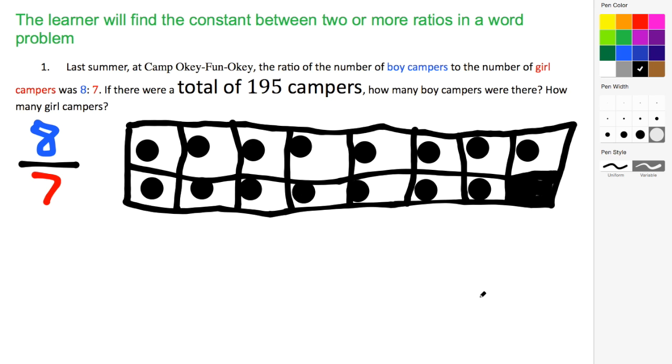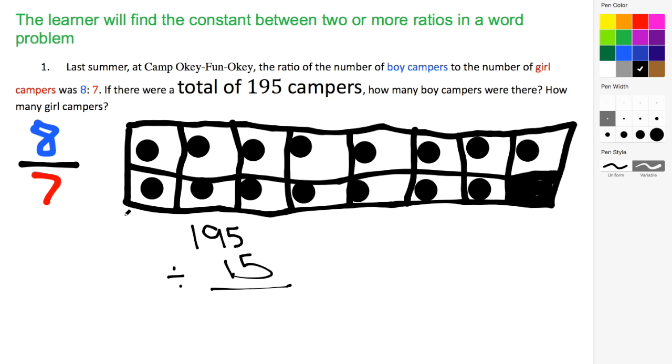If there were a total of 195 campers, how many boy campers were there? How many girl campers? So my ratio is 8 to 7, and I need to figure out, again, what my constant is. But last time when I figured out the constant, I knew just how many boys there were and how many girls there were. This time, I'm comparing it to the total amount of campers. So in total, there are 195 campers. And I'm going to divide that by 15.